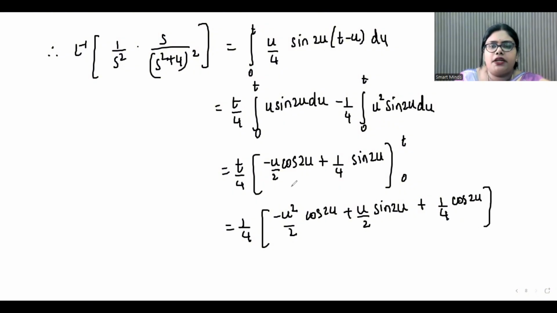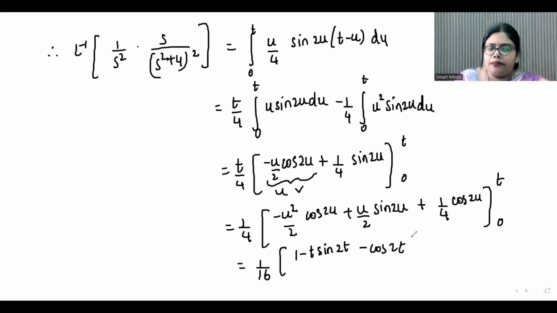Here we are integrating by parts, we have taken the UV rule, for this as well. And this, if you integrate, you will get cos. That is equal to 1 by 16 into, if you take the LCM, 1 minus t sine 2t minus cos 2t, from 0 to t. This is the final answer.